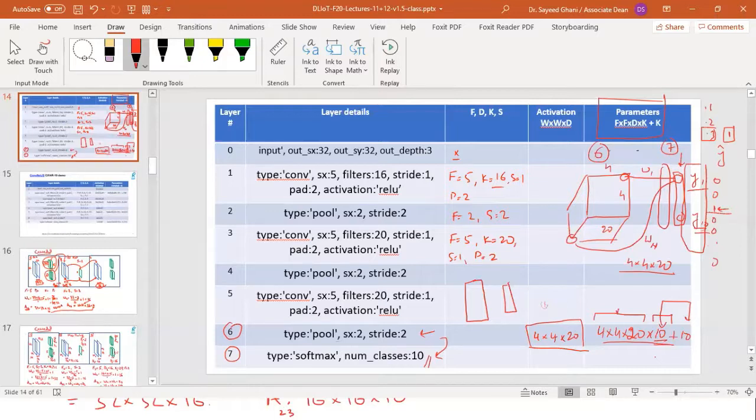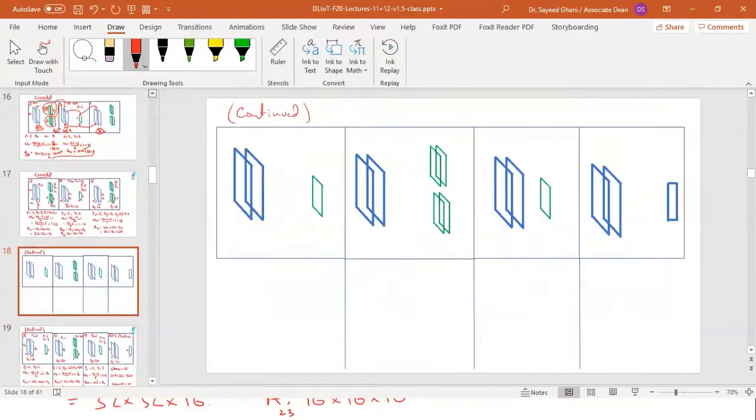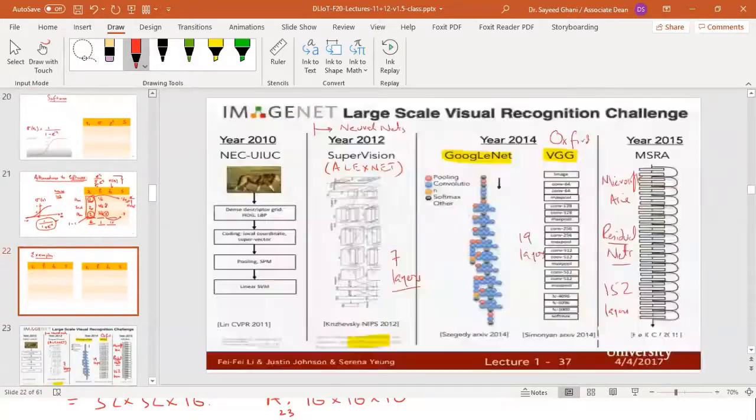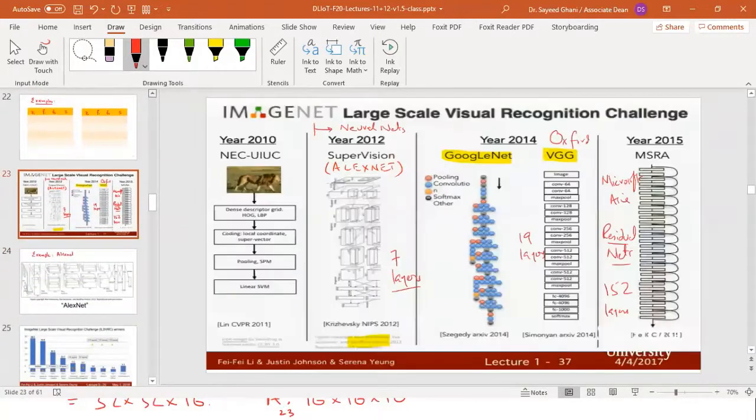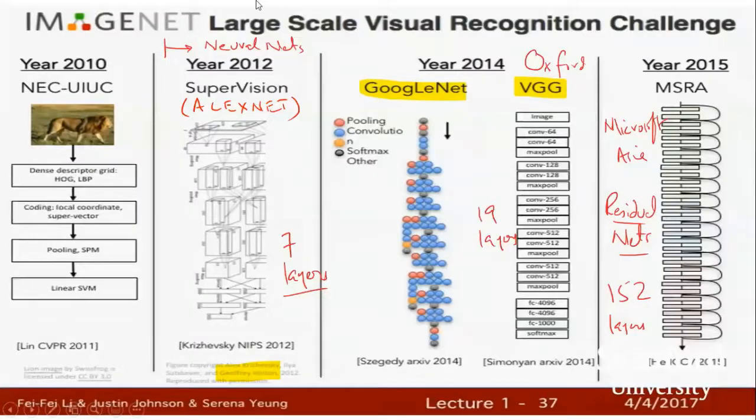So now let's take a look at some of the other examples. There are lots of other CNNs that have been used in the past.